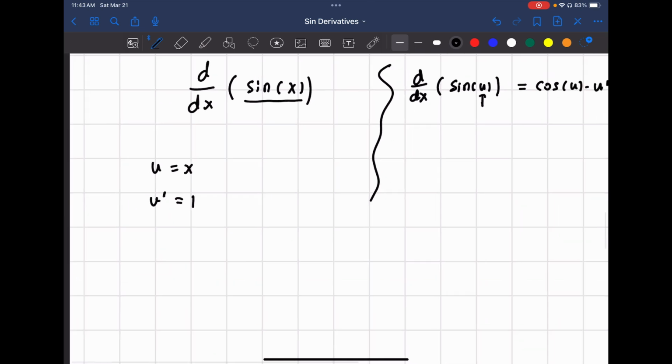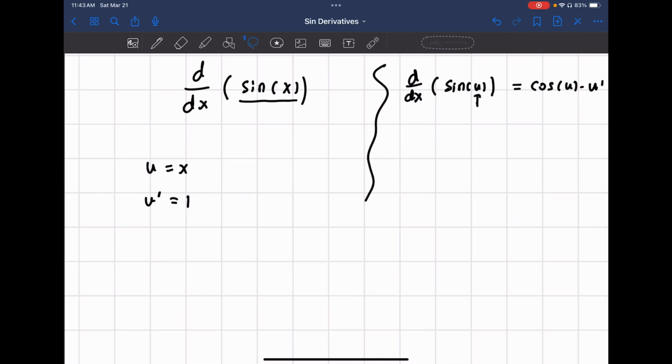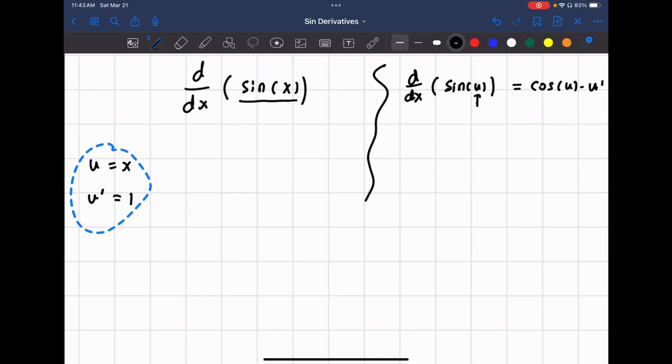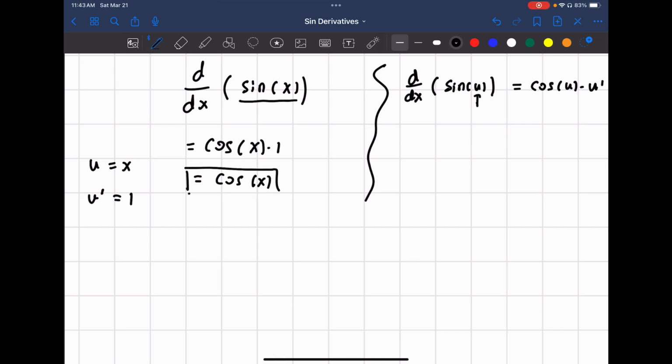So our formula to find the derivative of sin x would simply be cos x times 1, which is equal to cos x. This is our final answer.